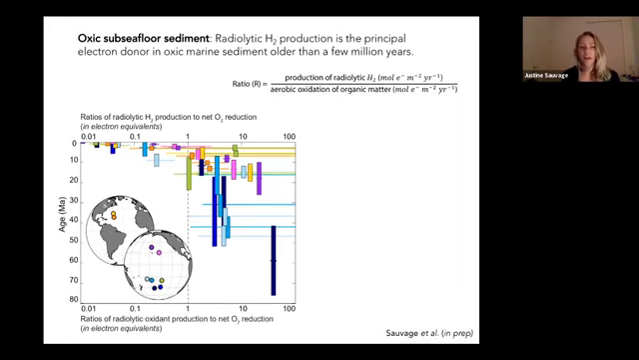Now that's an analysis looking at oxic sediments, where organic matter is scarce and where therefore radiolytic hydrogen is extremely relevant as a source of fuel.